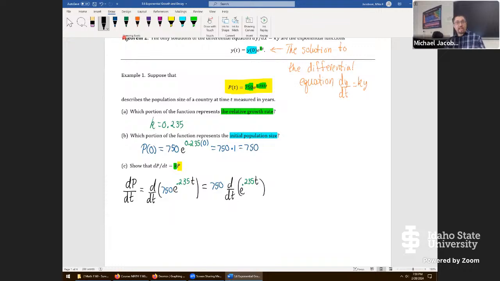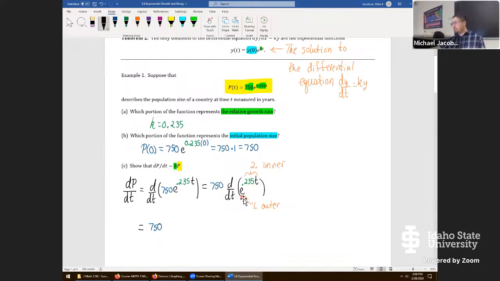A chain rule comes up right in this situation, but the nice thing is it's a base e exponential, so it's not a crazy chain rule like we saw before. We'll think of this exponential as the outer function to be handled first. 0.235t is the inner function to be handled second. And now we're about ready to navigate through the chain rule on this thing. First thing, let's copy down 750.